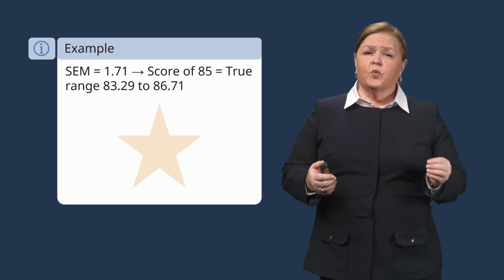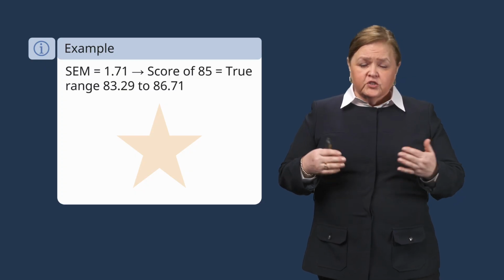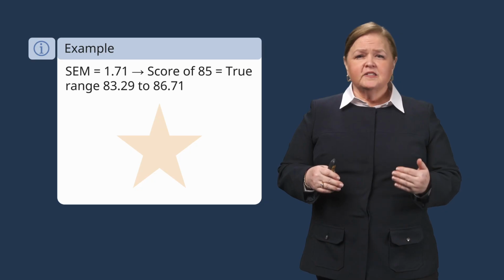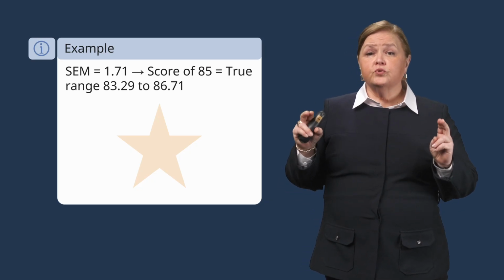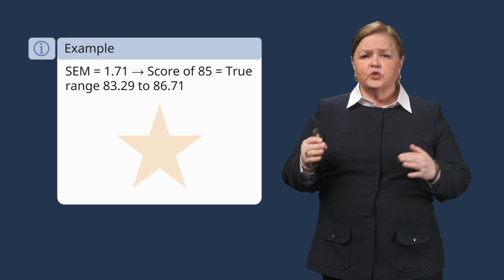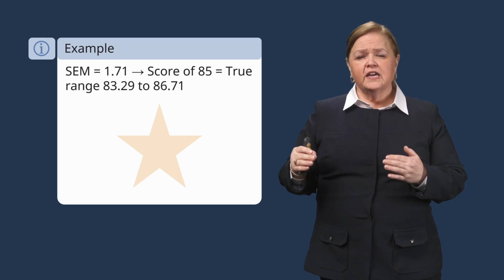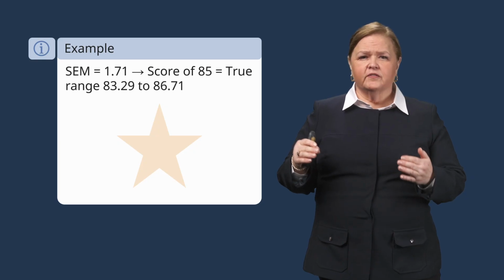So let's make these numbers meaningful with an example. Say your exam has an SEM of 1.71. That's like the total SEM. This means that if a student scores 85 on the exam, their true score likely falls somewhere between 83.29 and 86.71. I'm going to show you how you can use these statistics in your professional practice.